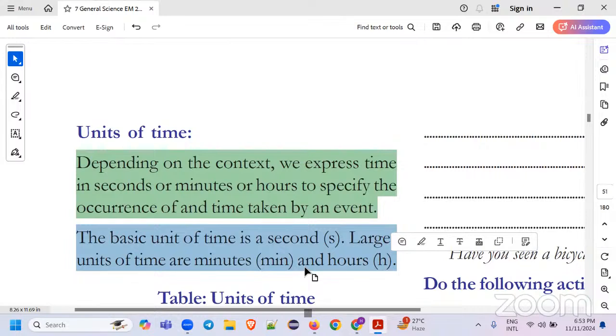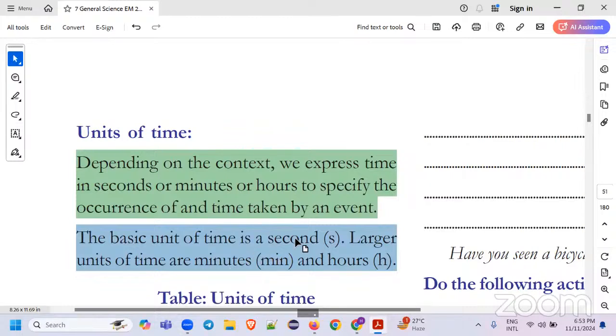ఆర్పిఎం, వాట్ ఈజ్ ఆర్పిఎం? ఆర్పిఎం అంటే ఏంటి చూద్దాం. వాట్ ఈజ్ ఆర్పిఎం? ఆర్పిఎం రొటేషన్స్ పర్ మినిట్. సో అక్కడ మినిట్లలో కొలుస్తున్నాం, అవర్స్లో కూడా కొలుస్తున్నాం. లాంగర్ యూనిట్స్ అయితే చూడండి, లాంగర్ అనగానే మినిట్ అయిపోయింది, 60 seconds.